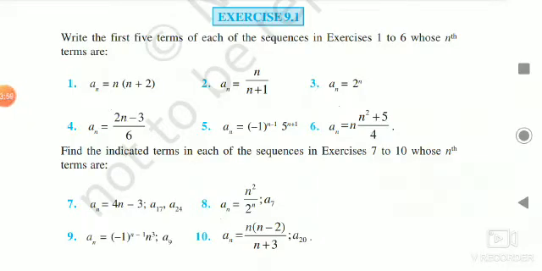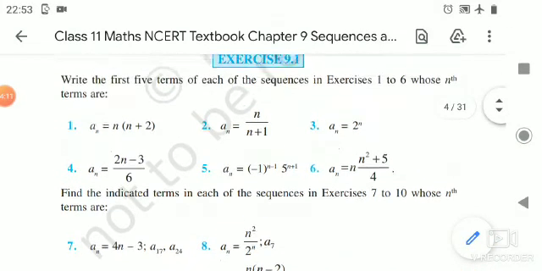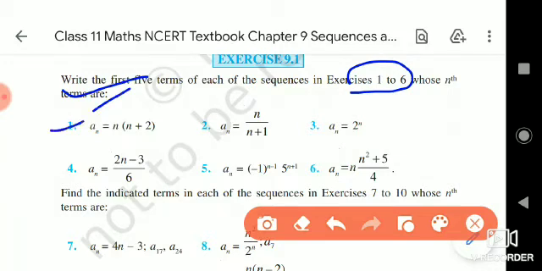My dear students, today we are going to solve some elementary examples from Exercise 9.1. Write the first 5 terms of each of the sequences in Exercises 1 to 6, whose nth terms are given. The nth term of each sequence is given to you. We have to find the first 5 terms of each sequence.